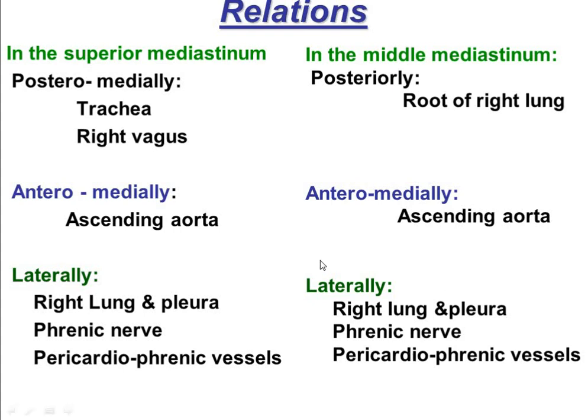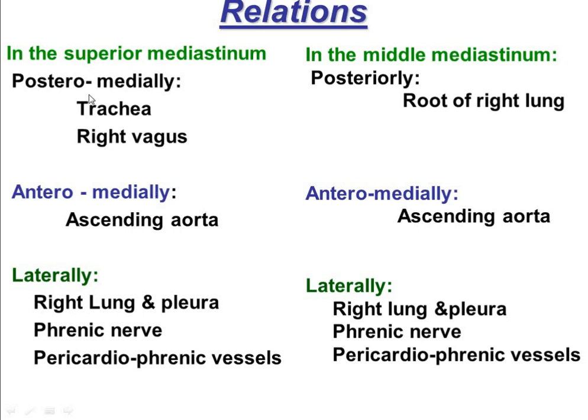What are going to be the relations of the superior vena cava? Whether it's present in the superior mediastinum or the middle mediastinum, laterally they are going to be on the right side. It's going to be related to the right lung, pleura, pericardiophrenic vessels, and phrenic nerve of the right side. And anteromedially, that is medial to it, and anteriorly is going to be the ascending aorta.